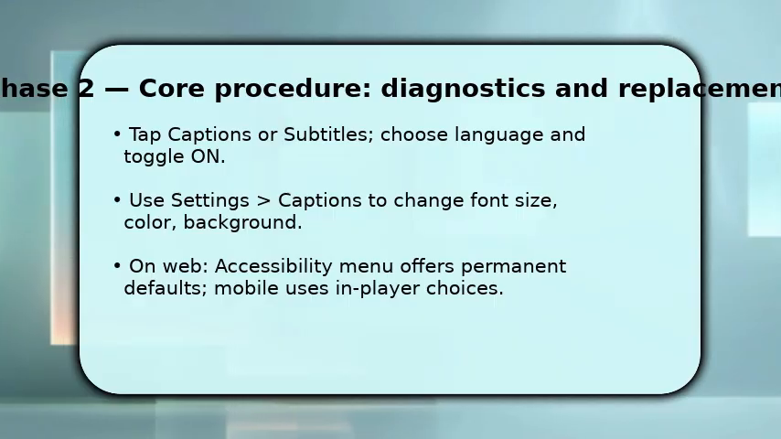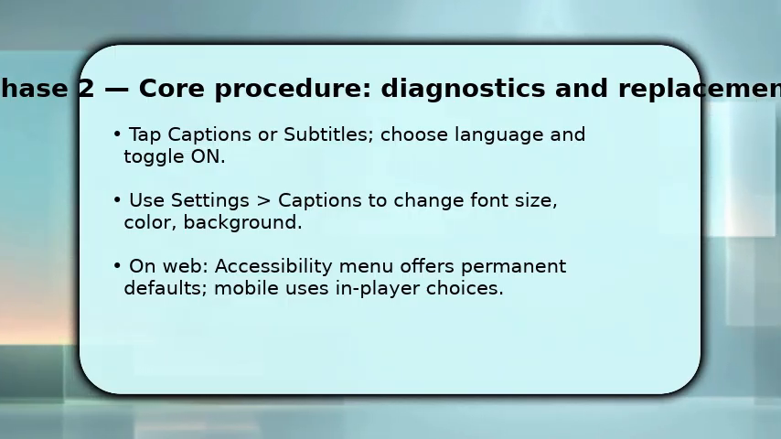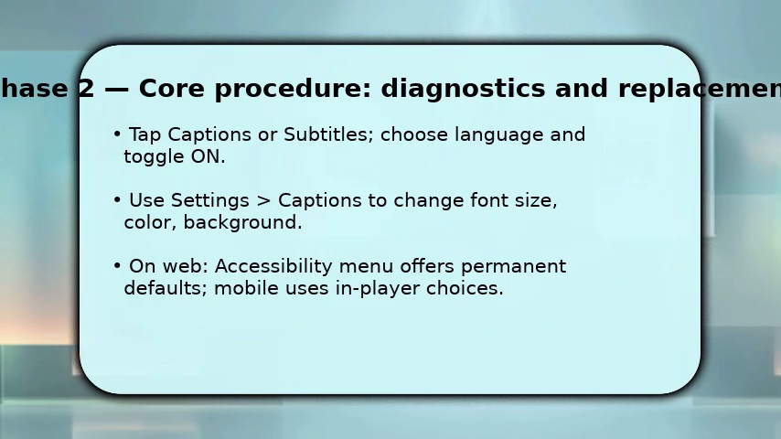On web browsers, you can set permanent defaults through the accessibility menu, whereas mobile and smart TV apps may offer in-player style choices. Make changes and resume playback to check readability. Adjusting style helps when room lighting.